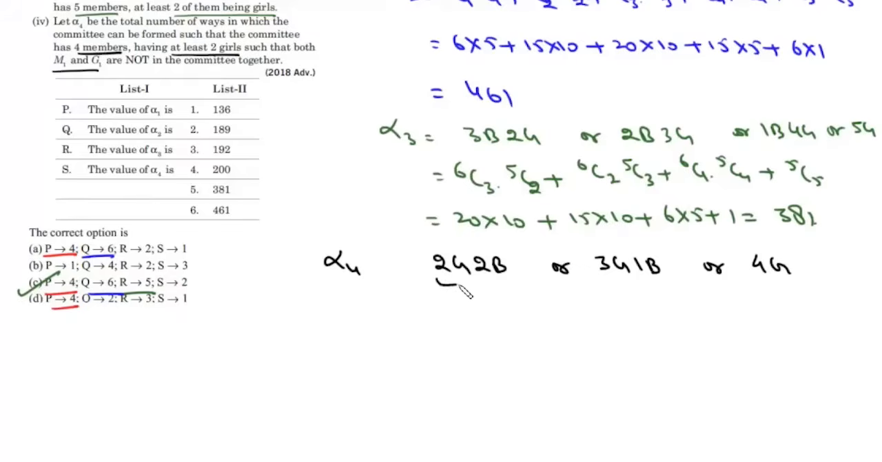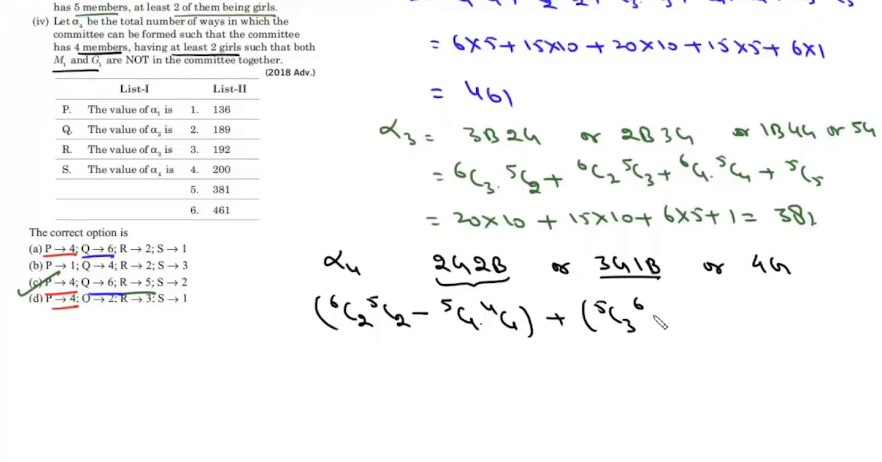Now we have to select 2 girls and 2 boys such that it should not include M1 and G1. So what we'll do is from the total, which is 6C2 into 5C2, we'll subtract that case where we have selected both M1 and G1. Then it will be 5C1 into 4C1 plus, now 3 girls and 1 boy, it will be 5C3 into 6C1 minus this case when 1 girl and 1 boy is selected.